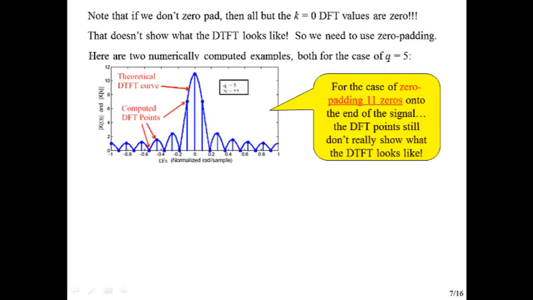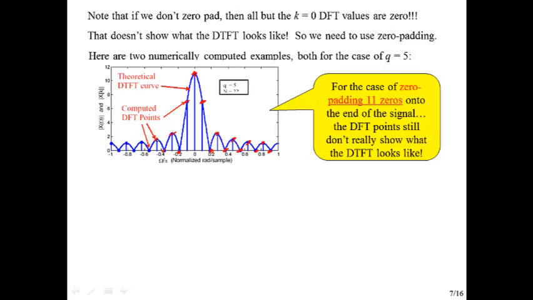So here's a couple cases using zero padding. So Q is equal to 5. So our total number of non-zero points is 11. And we're going to zero pad 11 zeros onto that so that we have a total number of 22 points. 11 non-zero, 11 zero. And so now the DFT points that we get are these things right here. All those.